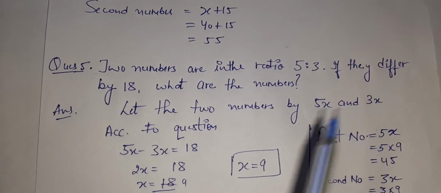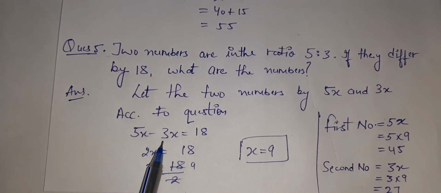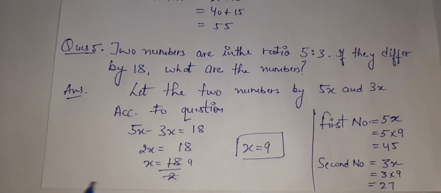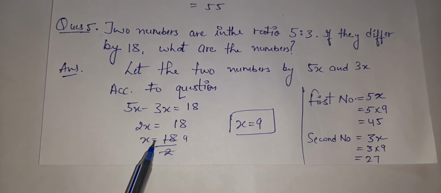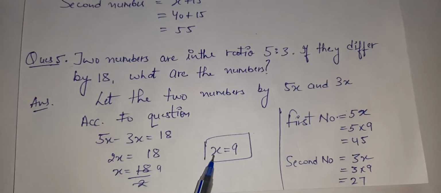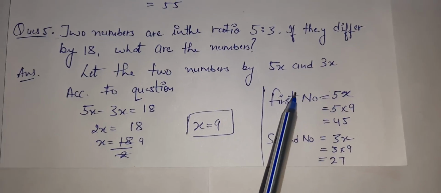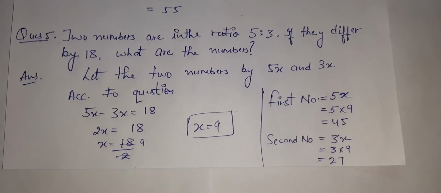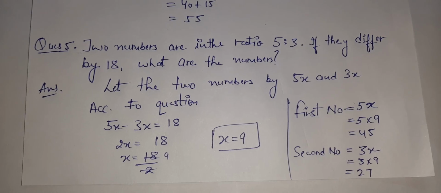They have written differ. According to the question, we should subtract them. 5x minus 3x is 18, which is given to us. 5 minus 3, 2. That is 2x is equal to 18. X is equal to 18 upon 2 comes out to be 9. X has become 9. Now the first number, 5x, 5 into 9, 45. Second number, 3x, 3 into 9, 27. The first number is 45 and the second number is 27.